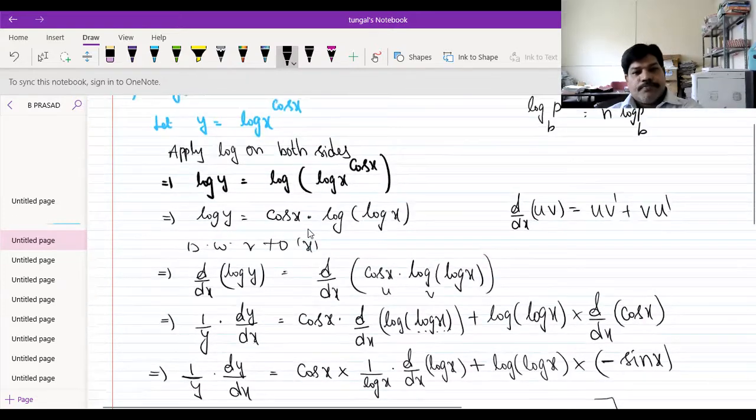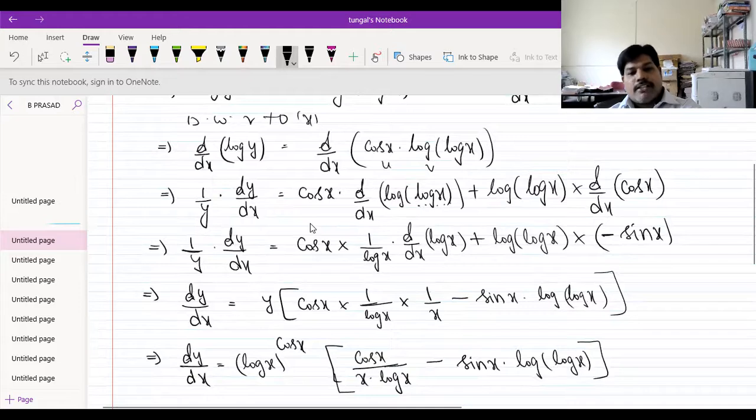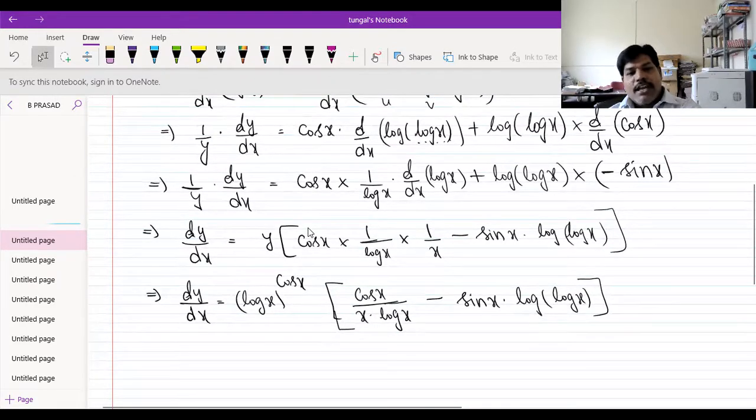So see that question, students? Just apply the log and you can write it in the form of cos x into log of log x. Just apply the derivative on both the sides. It is in the form of uv, so the derivative of uv is u into derivative of v plus v into derivative of u. Log of log x derivative is 1 by log x into derivative of log x. So log of log x into cos x derivative, which is minus sin x. Log x derivative is 1 by x. In the place of y, replace that value: log x power cos x into cos x by x log x minus sin x into log of log x.